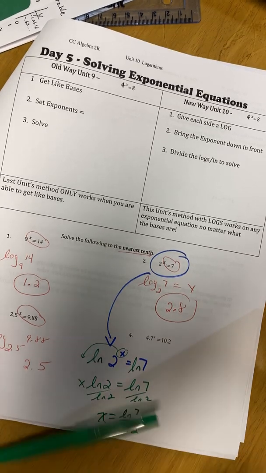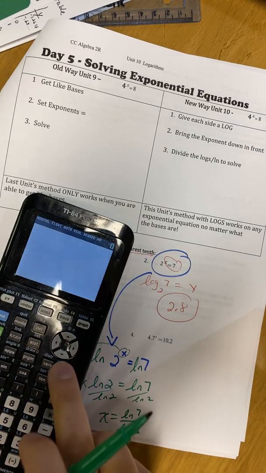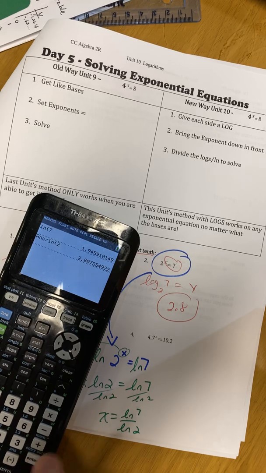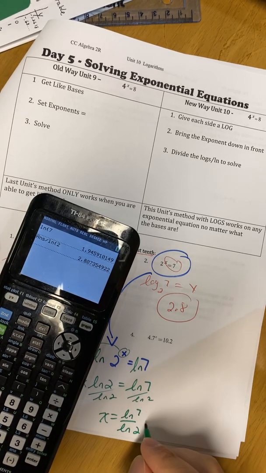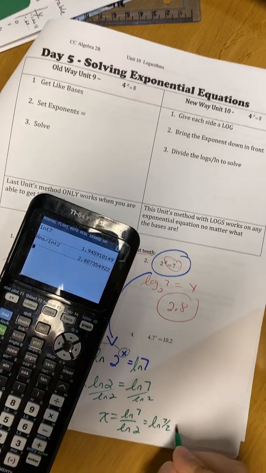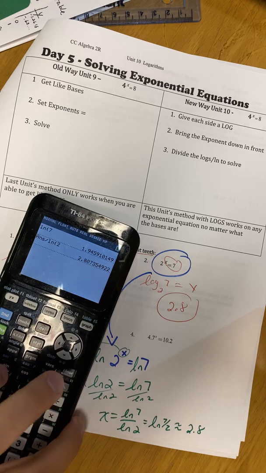Now the ln's don't cancel, and we're not going to get 7 over 2. We have to actually do this, so we have to do ln of 7 divided by ln of 2. And we get 2.8. I could also write this as ln of 7/2 if I wanted to, but 2.8. There's another way to do this.